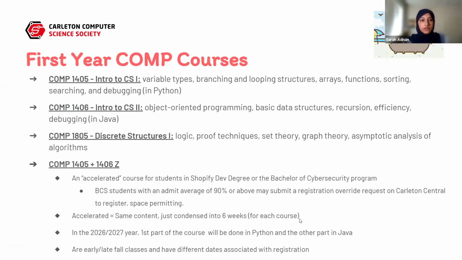So these are just some examples of some first year comp sci courses. 1405 and 1406 are the 2 intro courses. So 1405, you'll be doing intro to comp sci with Python. 1406 is with Java. This is more about object-oriented programming. Discrete structures is a little different. That's comp 1805, and this is with logic and proof techniques.